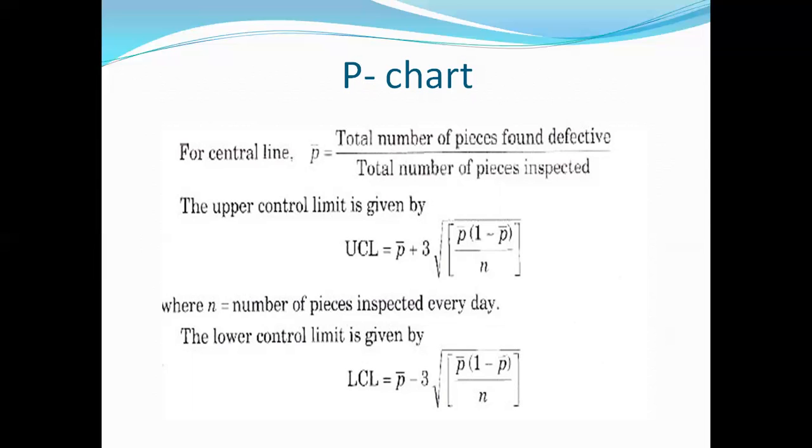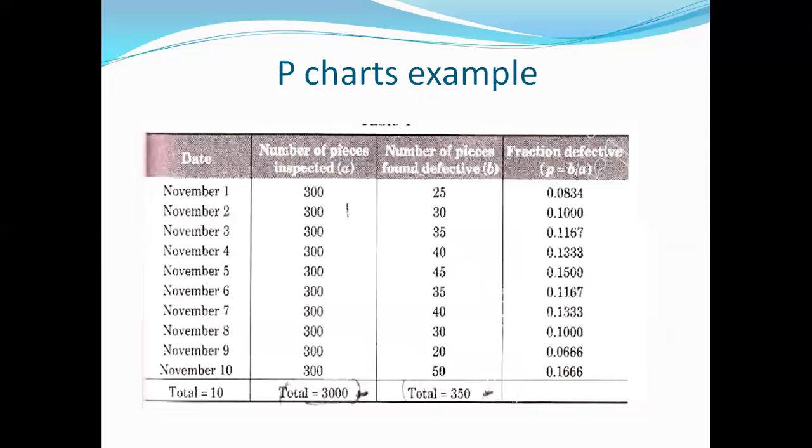Now we will clarify this with the help of an example. Take this example. The dates are given from November 1 to November 10, and corresponding to the dates, the number of pieces inspected and the number of pieces found defective are also provided. What we have to calculate in the P chart is the value of the fraction defective. So we take the date November 1st, on which the number of pieces inspected is 300, and the number of pieces defective is 25.